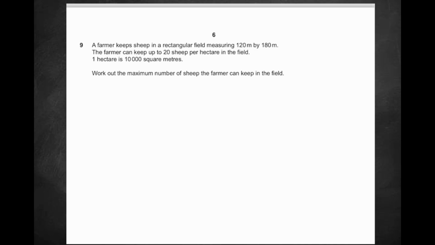So, to work out your square meters, all you need to do is 120 multiplied by 180. On my calculator, that is 21,600 meters squared, the area of the field. Now, if 10,000 meters squared is 1 hectare, we have therefore 2.16 hectares.